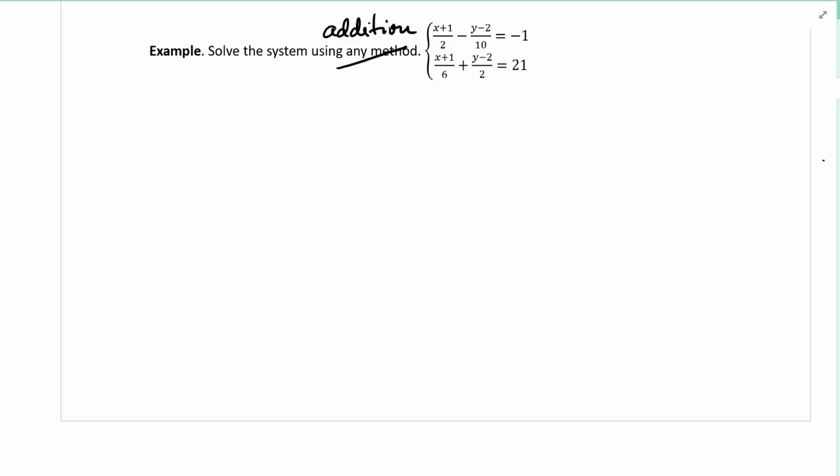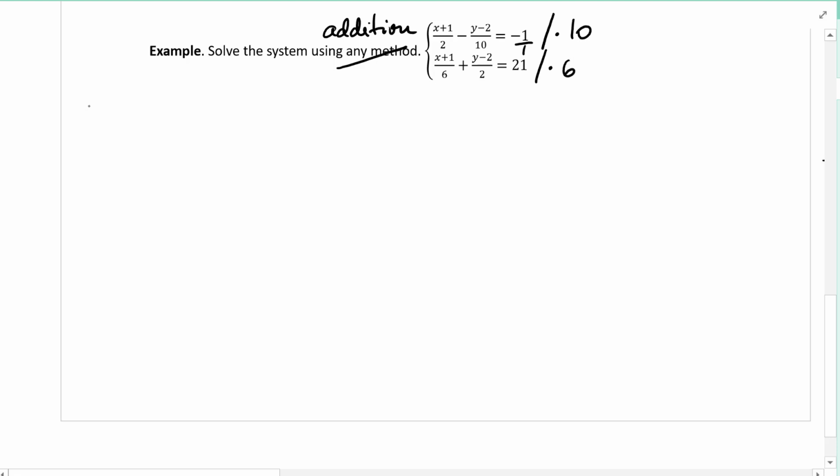And let's solve one more problem using addition or this elimination method. So let's look at the system that we have. It contains fractions, so I'm gonna multiply by the LCD to eliminate the fractions. The LCD of 2, 10, and 1 is 10, so I'm gonna multiply the first equation by 10, and the second equation I'm going to multiply by 6.